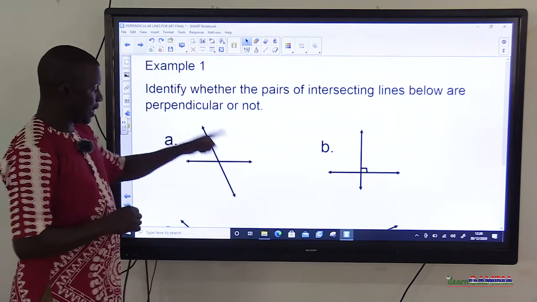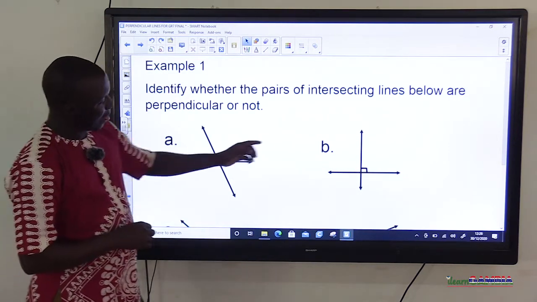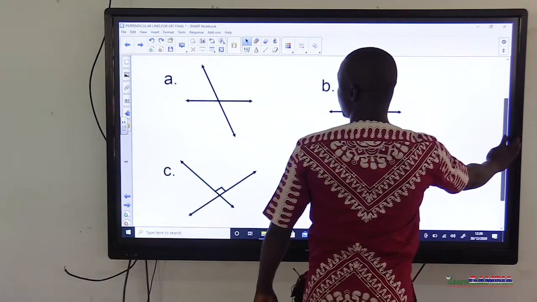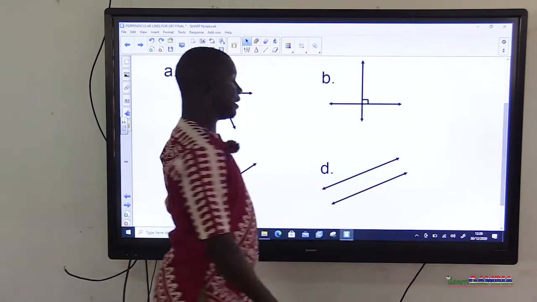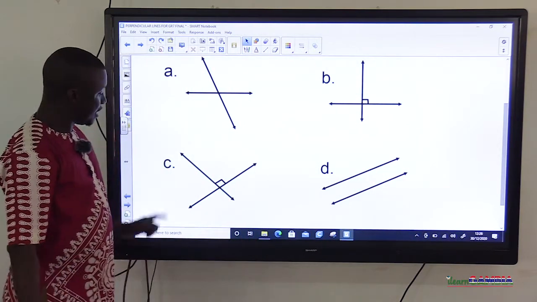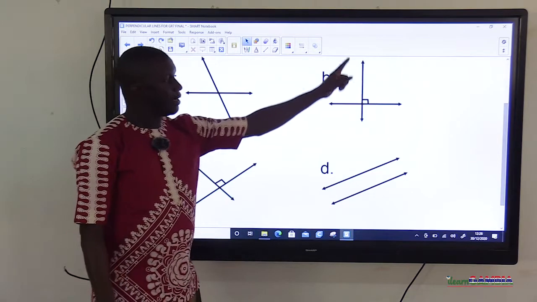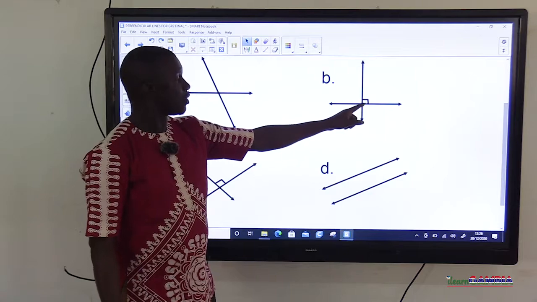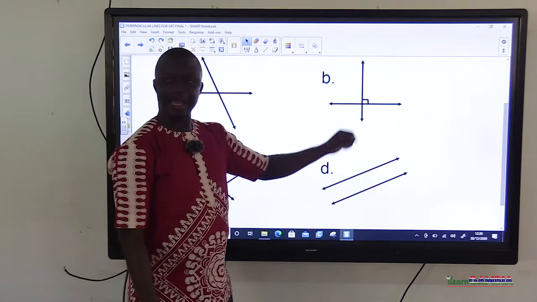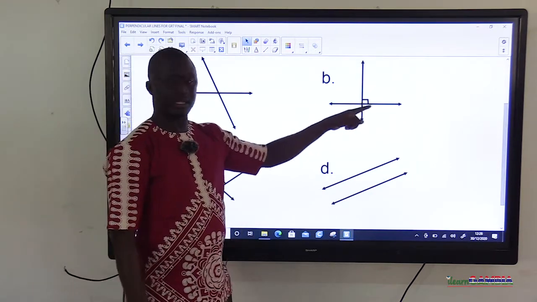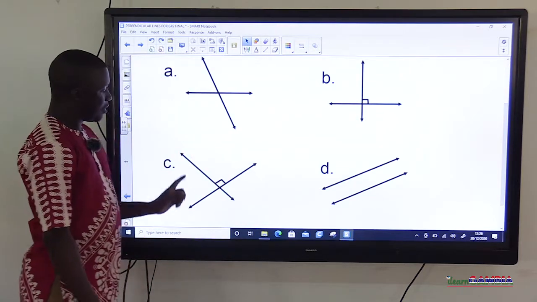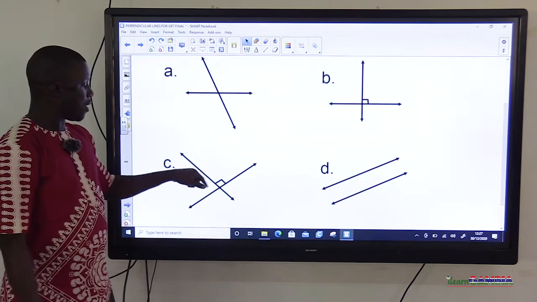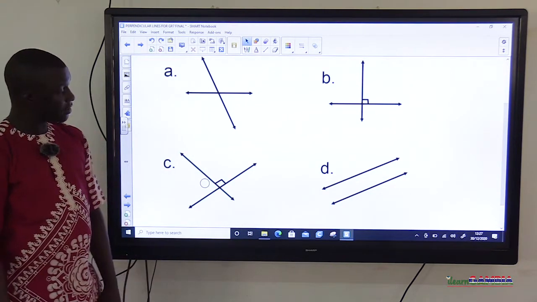Looking at A and diagram B as well, we have another two diagrams, C and D. As you can see, in B the two lines are perpendicular because they meet at a right angle. So all the other angles are 90 degrees. We have four 90 degree angles here in B. C also has a 90 degree angle, which tells us that the other three angles are also 90 degrees.